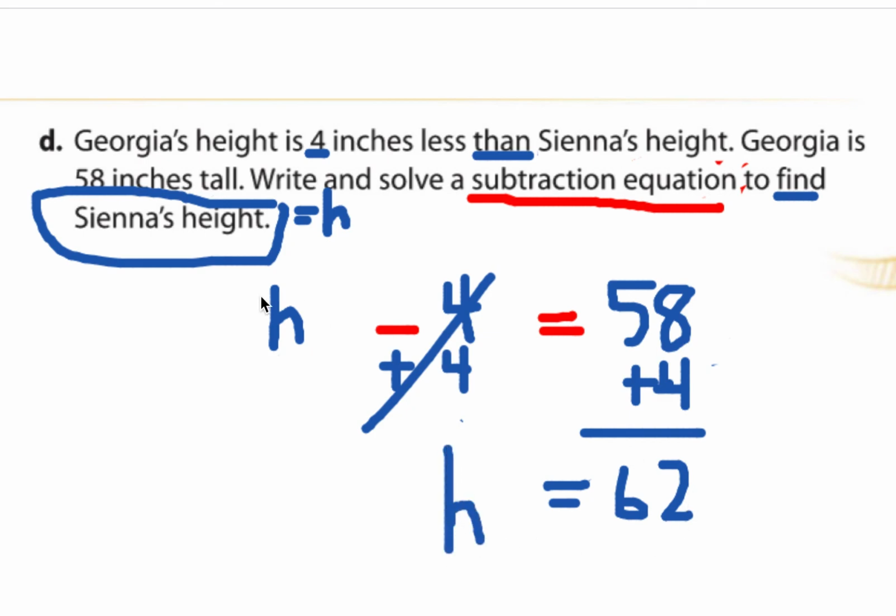If you were to plug this in to the H, it would be 62 minus 4. And guess what? That does equal 58.